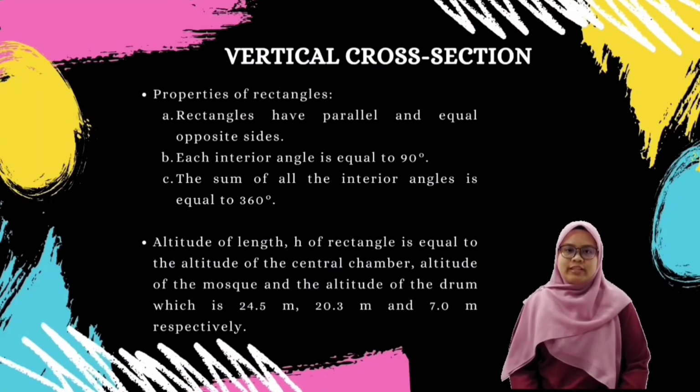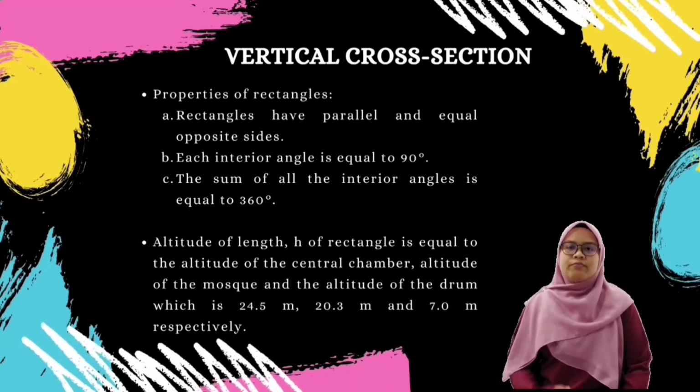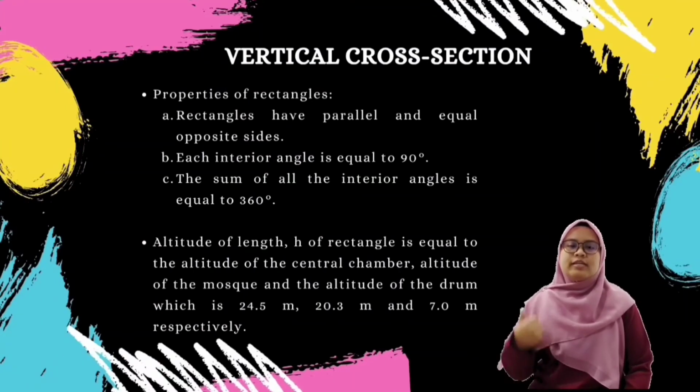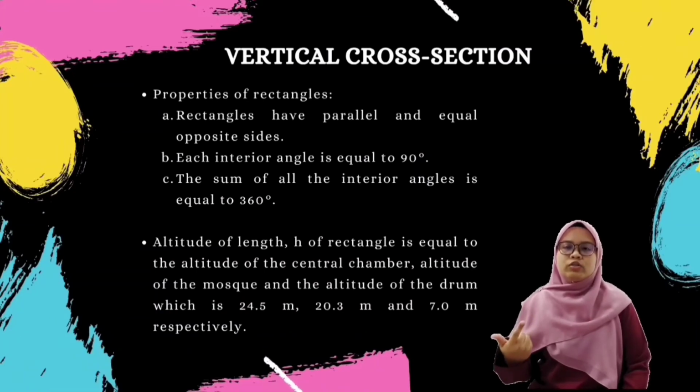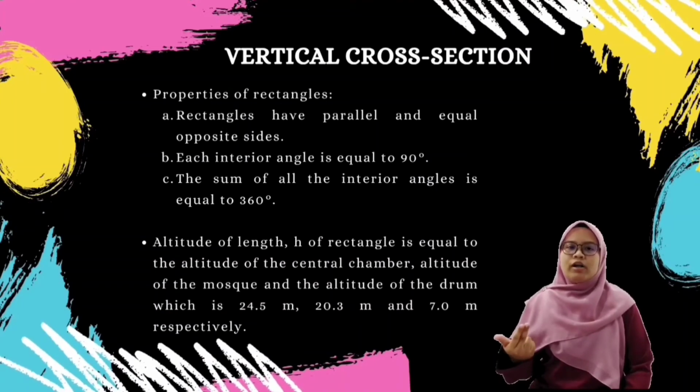The properties of rectangles are: rectangles have parallel and equal opposite sides. Each interior angle is equal to 90 degrees. The sum of all the interior angles is equal to 360 degrees.